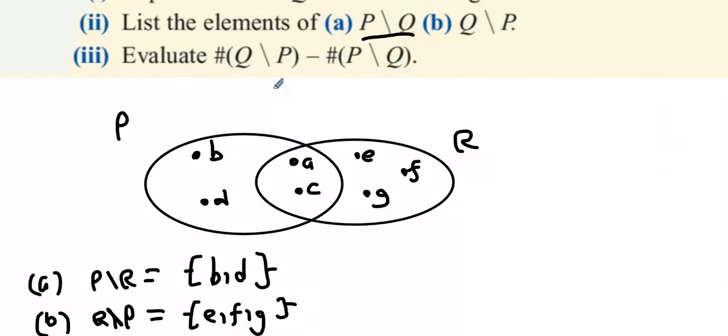Now, evaluate the cardinal number of Q less P. How many numbers are there in Q less P? Well, there's 3. Take away the numbers in P less Q, which is 2. 3 take away 2 equals 1. And that's part 3 done as well.